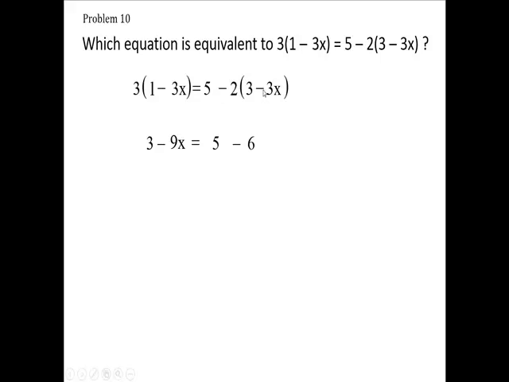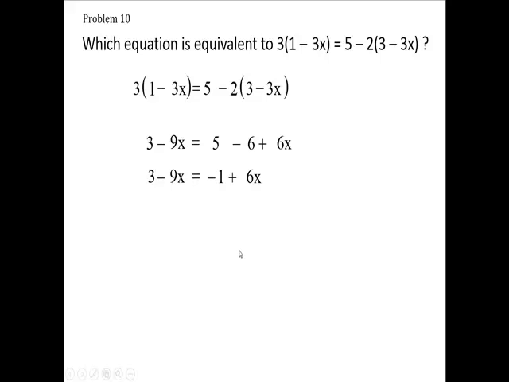A negative times a negative is a what? Okay, and 2 times 3x is 6x. Now we have 3 minus 9x equals, and I have 5 take away 6. 5 minus 6, which is a minus 1. Then you get to write the 6x. Okay?